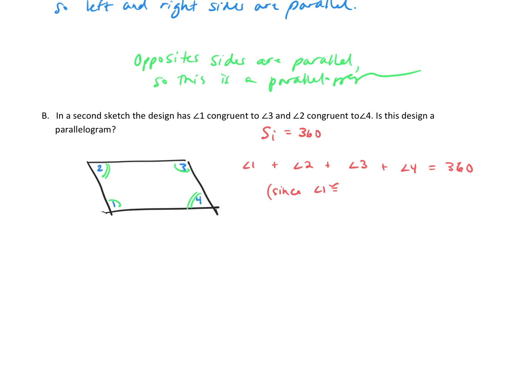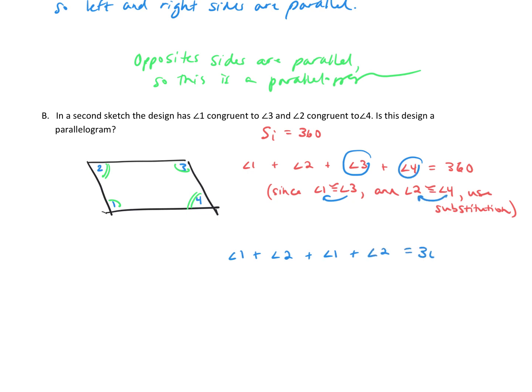since angle 1 is congruent to angle 3, they told us that in the question, and angle 2 is congruent to angle 4, we can use substitution to keep working with this equation. So let me show you what that's going to look like. We're going to say angle 1 plus angle 2 plus, instead of angle 3, we're going to substitute in angle 1 right there because we know that those are congruent angles. And then plus, instead of angle 4, we're going to substitute in an angle 2 right here to equal 360.